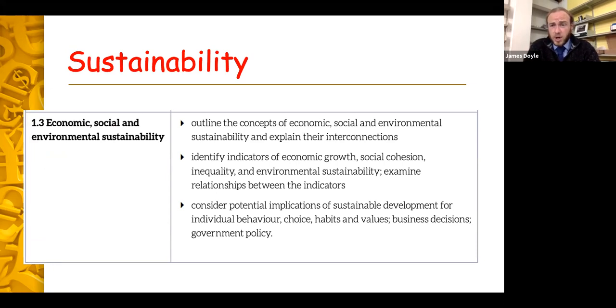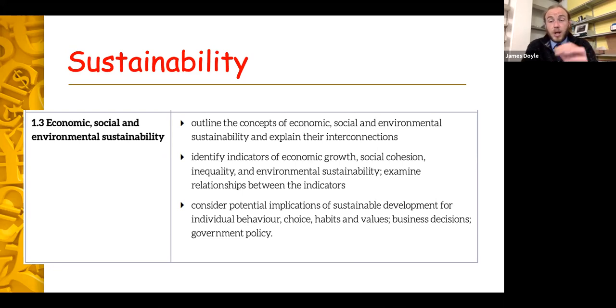So when we're talking about sustainability from an economics context, for Leaving Cert Economics, what we see on the screen now is exactly what we're looking for. Outline the concepts of economic, social, and environmental sustainability and explain their interconnections; identify indicators of economic growth, social cohesion, inequality, and environmental sustainability, and examine relationships between the indicators. And the final one, which I really like in the context of this, is: consider potential implications of sustainable development for individual behavior, choice, habits, and values, business decisions, and government policy.